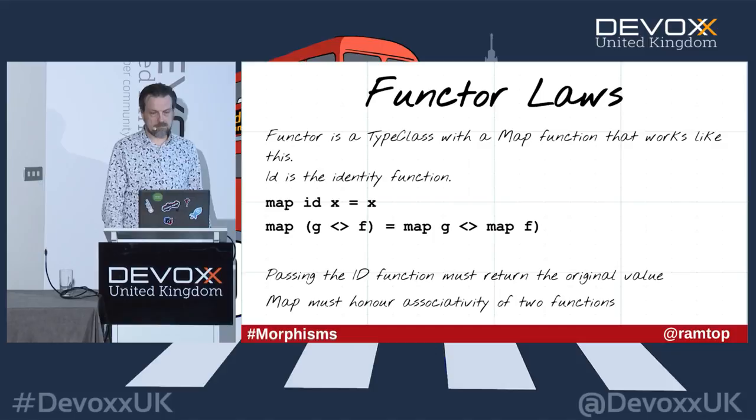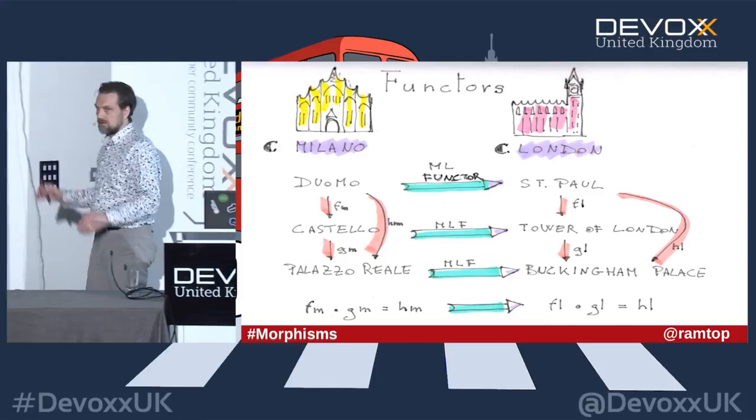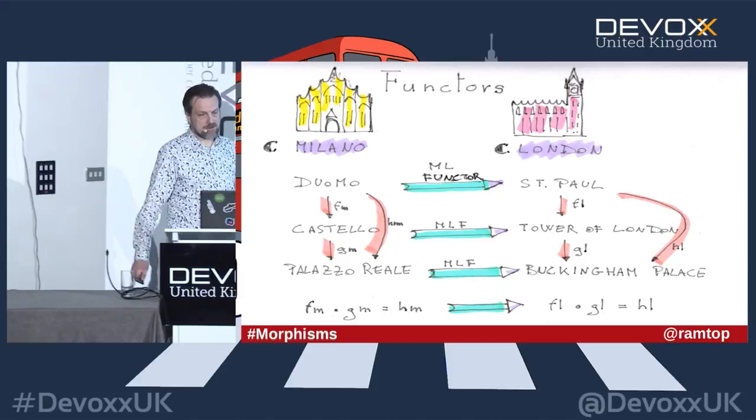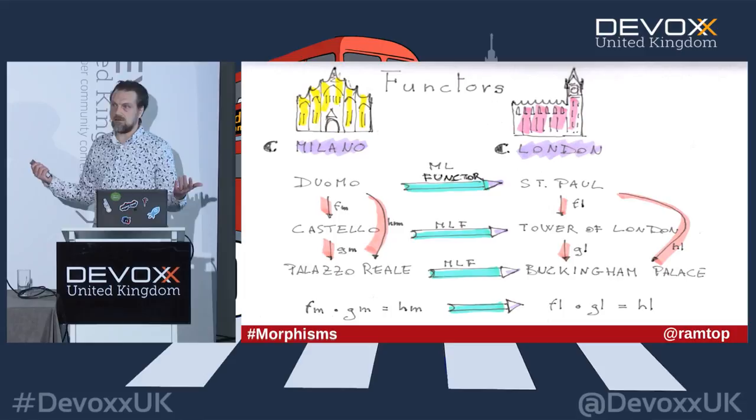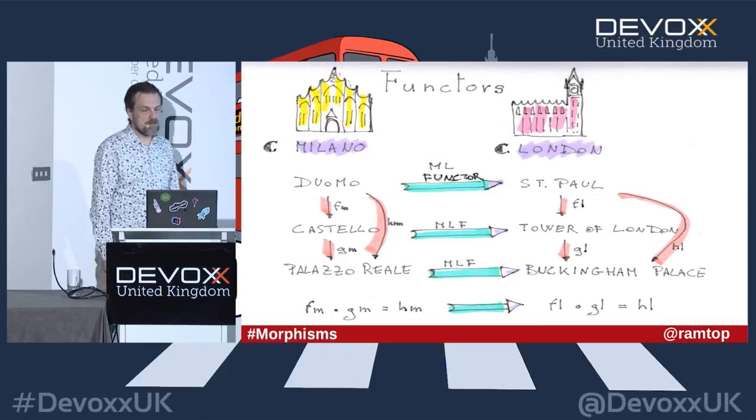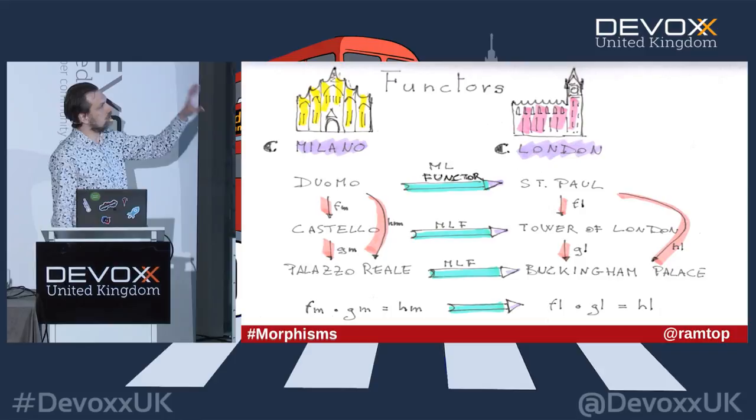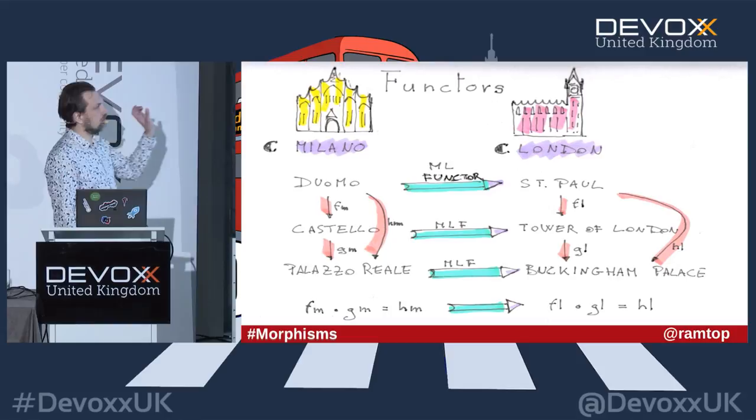But just to have an example, let's forget for a second about programming, and let's think about cities. I worked many years in Milano, and now I'm in London. They are very different cities, but there are also some similarities. For example, there is a main church in both, and we can have a functor that takes Duomo in Milano, which is the main church, and transforms it into St. Paul's in London. And the castle of Milano is more or less equivalent to the Tower of London.